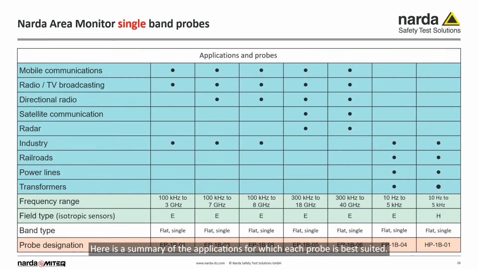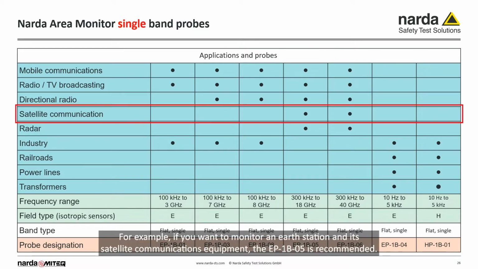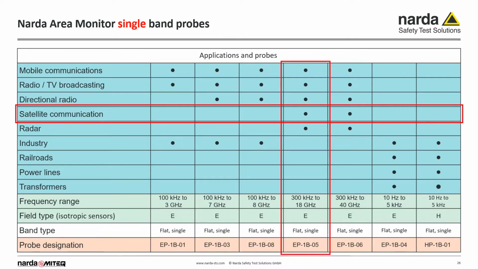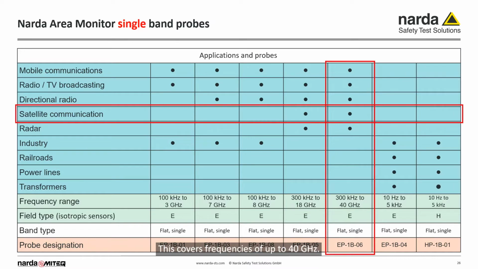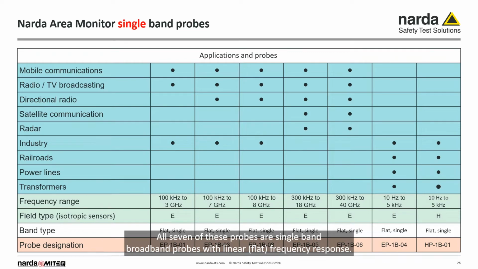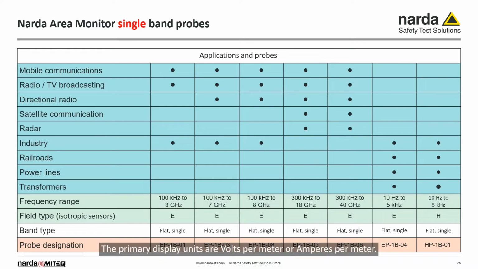Here is a summary of the application for which each probe is best suited. For example, if you want to monitor an Earth station and its satellite communication equipment, the EP1B05 is recommended. If this Earth station also includes links of above 18 GHz, then the next one in the line, the EP0106, is needed. This covers frequencies up to 40 GHz. All 7 of these probes are single-band broadband probes with linear or flat frequency response. The primary display units are volts per meter or amperes per meter.